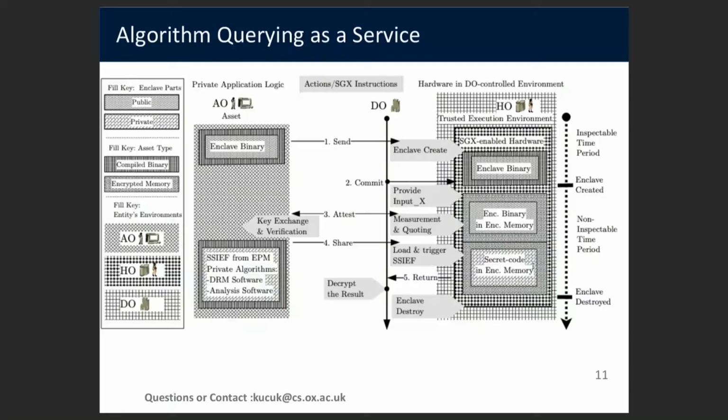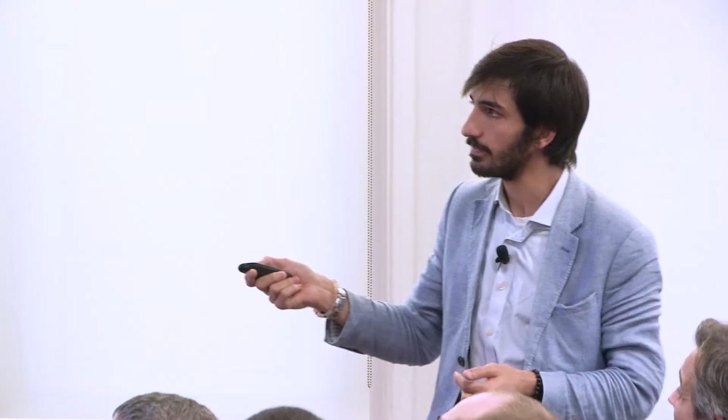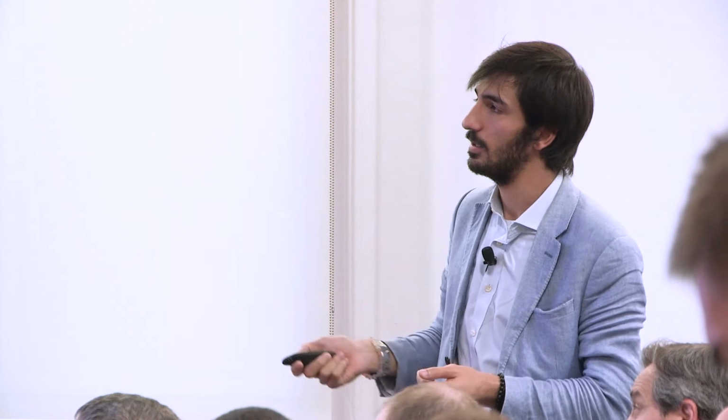Then the second business model is algorithm querying as a service. You can have an algorithm, and you can actually rent it without disclosing it. And you have a third party here called the data owner, and this data owner also controls the hardware owner's environment. This is the key point. This way, the data owner can ensure that the data will not be stolen by the algorithm owner. The result is returned to the data owner, because the data owner wants to query the algorithm, but the algorithm owner doesn't want to give it to the data owner or to the hardware owner.